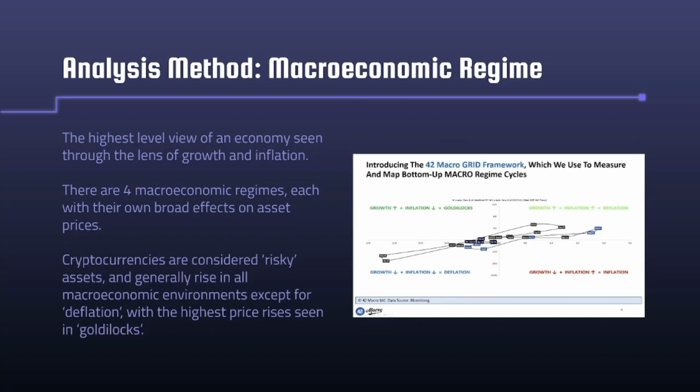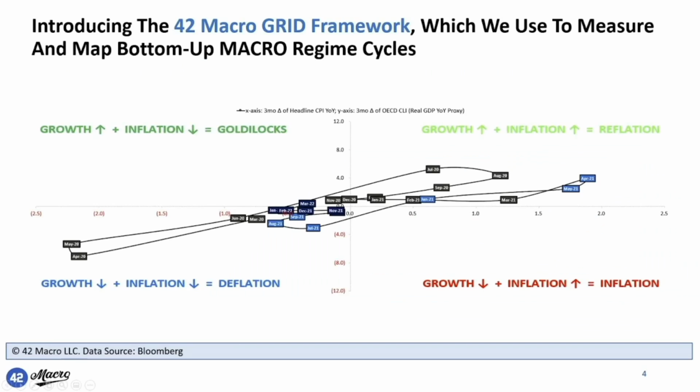The next analysis method is the macroeconomic regime. This is the highest level view of an economy seen through the lens of growth and inflation. There are four macroeconomic regimes, each with their own broad effects on asset prices. Cryptocurrencies are considered risky assets and rise generally in all macroeconomic environments except for deflation, with the highest price rises seen in Goldilocks. This is a blown up view of the one we had just on the last slide.